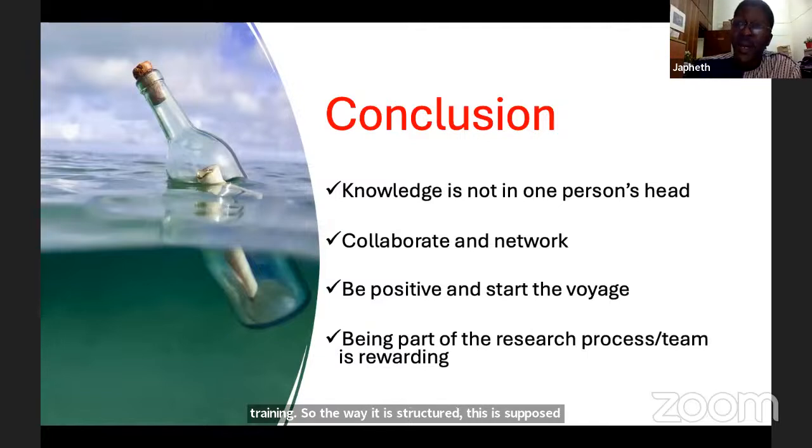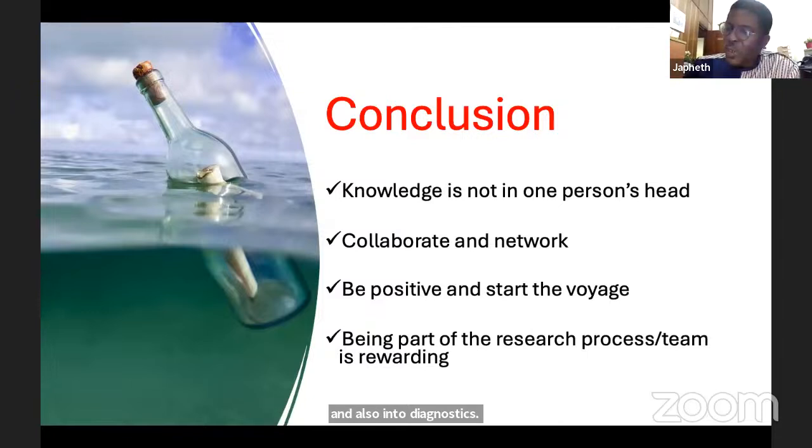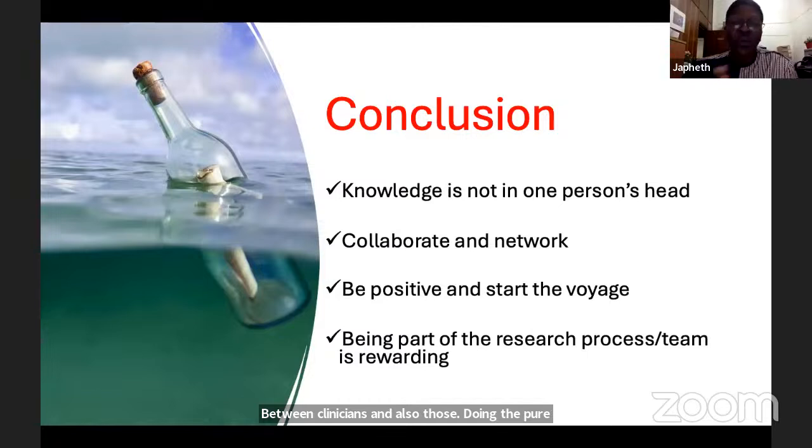So the way it is structured, it is supposed to be a very good blend. And I must say that my experience at the University of Virginia in the US, I wish we always had something like that in Ghana here. When it comes to research, they are always able to do very good research that translates into clinical care and also into diagnostics. It is because, I am sorry to say, within Ghana here there is always some kind of thin line between clinicians and those doing the pure sciences. But in my experience in Virginia, they work together, and they are always able to execute very good research.